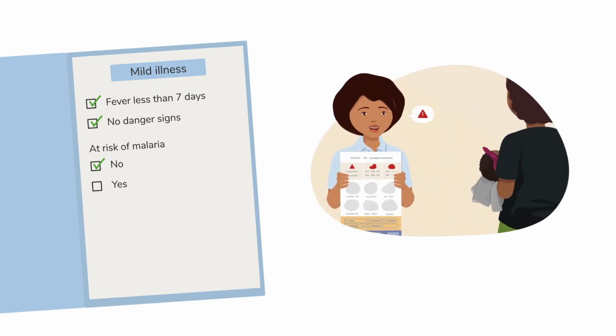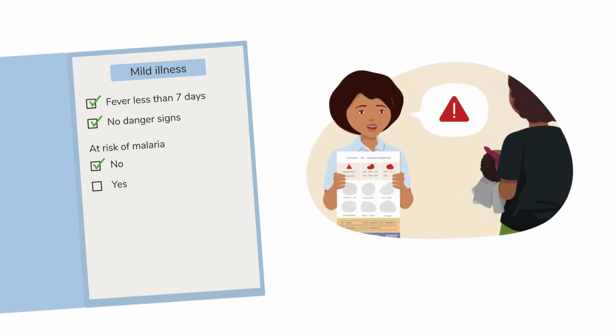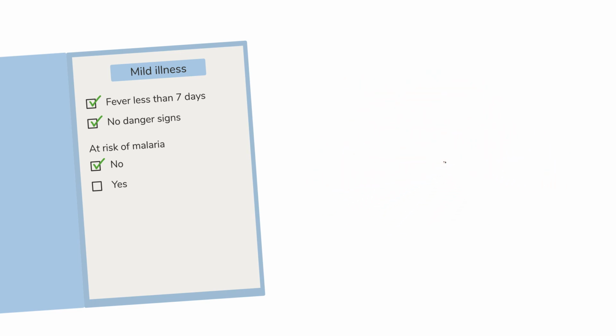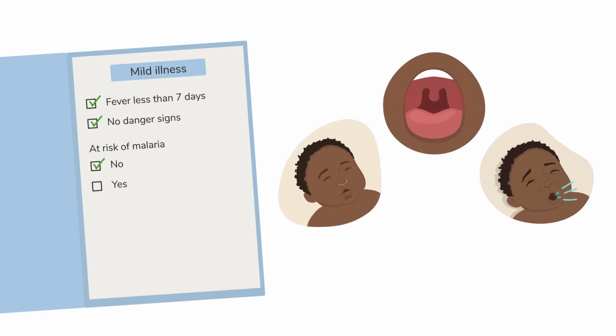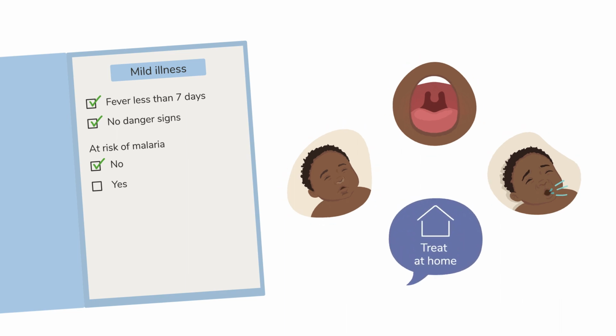Educate the family on the danger signs to look out for and ensure they know that these mean the child needs to go to a health facility urgently. If the child has symptoms of a common cold, such as a blocked or runny nose, sore throat, or cough, explain to the caregiver how they can treat the child at home.